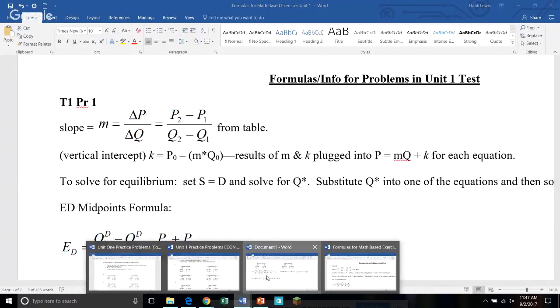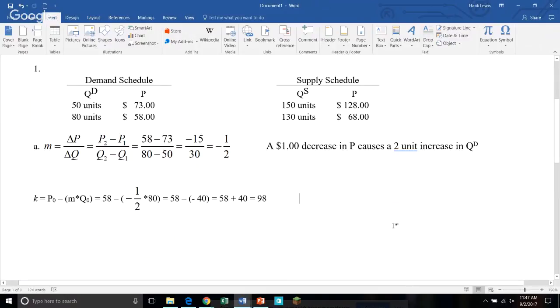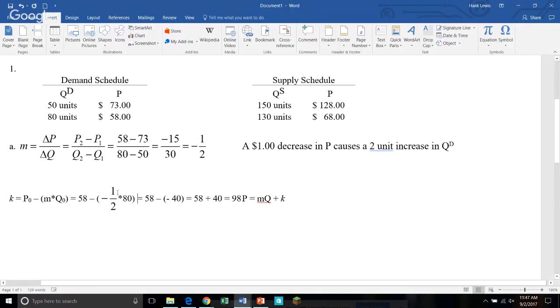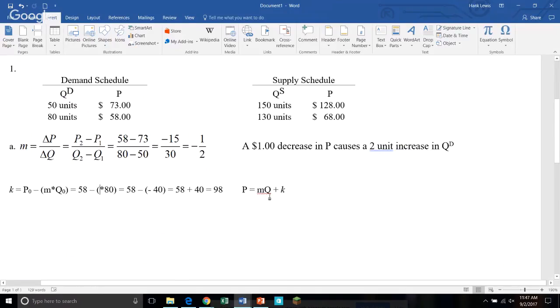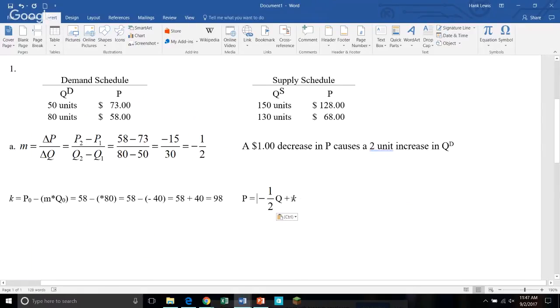And again, thank you for everybody's patience as I go through these mechanics here. P equals M times Q plus K. The rule states here, first of all, I need this minus 1/2. I'm going to replace the M with minus 1/2 here. And so paste that. And the K was 98. Okay. So I've got that in there.